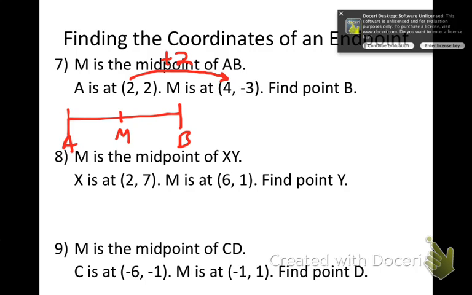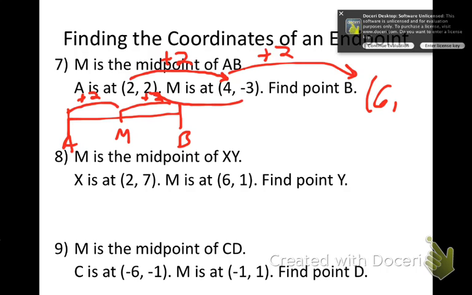So I know my X value has a distance of 2. That's like saying I'm going from here to here, plus 2. Well, what do you suppose I'm going to do from M to B then? I add 2 again. So what's 4 plus 2? 6. Hey, I just found my X value. Why? Because the middle has to be the same distance from my endpoint on the left to my endpoint on the right.